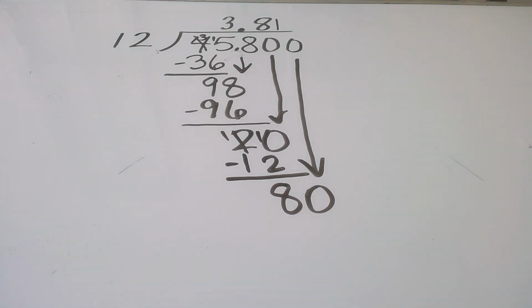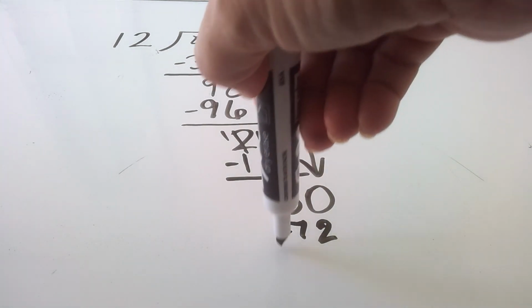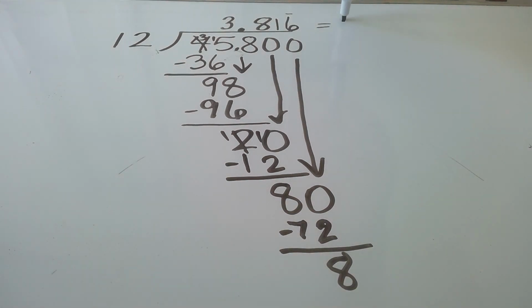If you want to be super accurate, you would go to one more place and then round your answer. So let's go ahead and do that. 80 divided by 12, let's try 6. 6 times 12 is 72. Subtract, we get 8. That tells me that if we kept going, we would have a repeating number. 6 would repeat. So let's round 3 and 816 thousandths to 2 decimal places. So our final answer would be 3 and 82 hundredths.